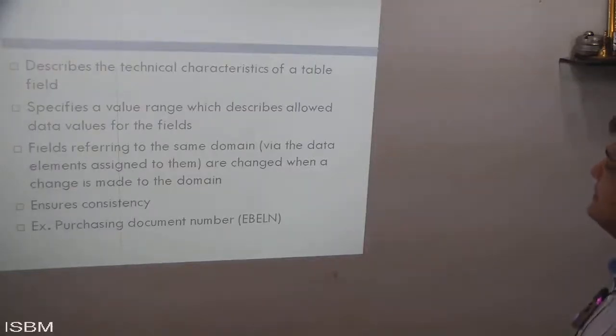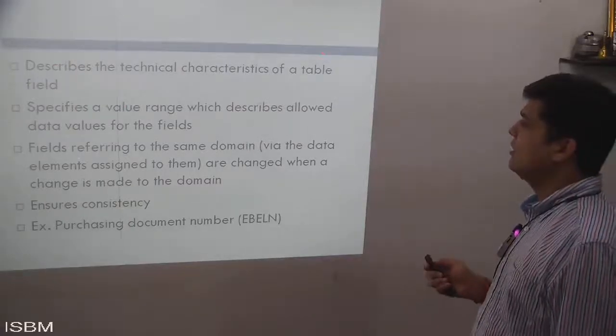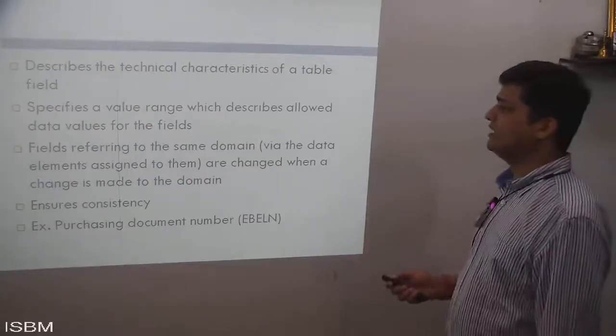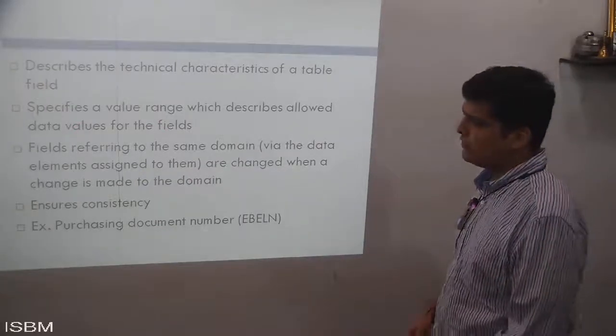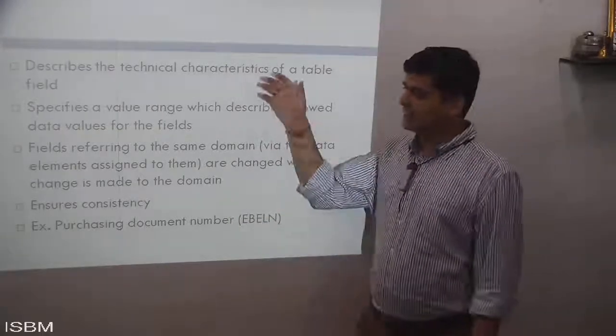It describes the technical characteristics of a table field. It specifies a value range which describes the allowed data values for the field. When you are going to create a domain, you will find there is a value range.